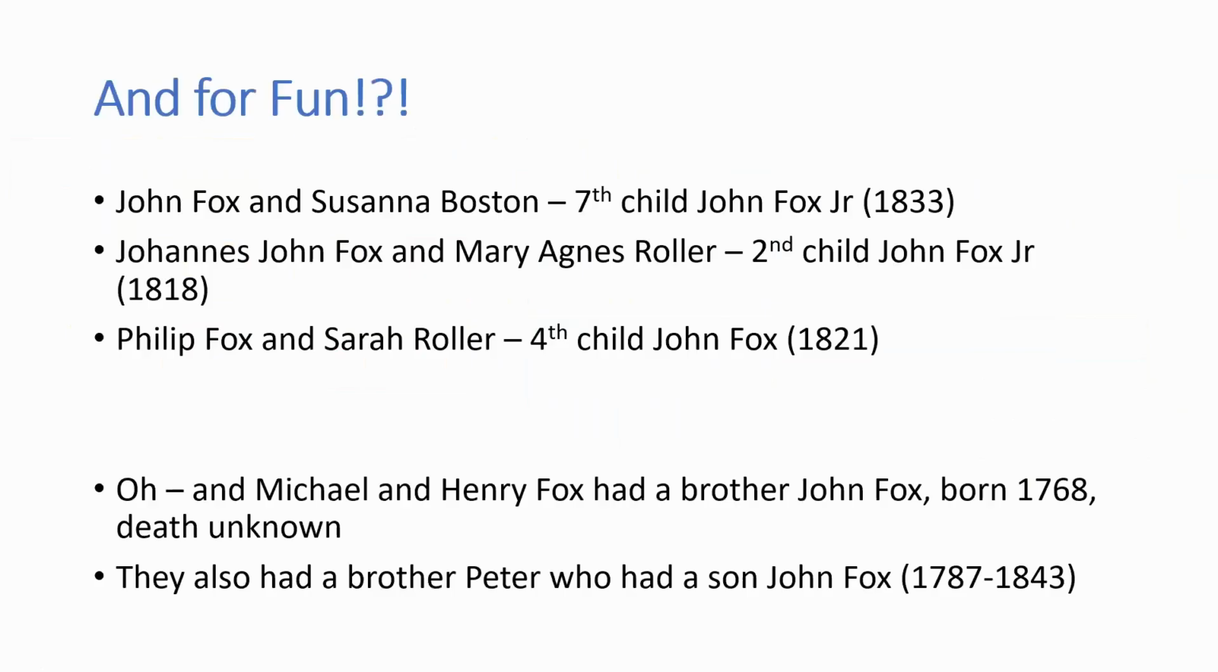and to be able to figure it out. And for fun, I thought I would mention that John Fox and Susanna Boston, their 7th child, they named John Fox Jr. Johannes Fox and Mary Agnes, their 2nd child, was named John Fox Jr. And of course, Philip had to get into it with Sarah, and they named their 4th child John Fox. Don't forget that Michael and Henry had a brother, John Fox, and their brother Peter also had a son, John Fox. So you can get an idea why John Fox is in my tree so many times.